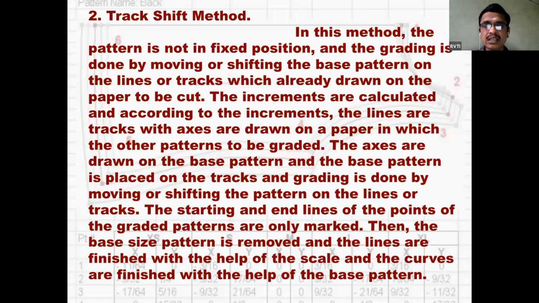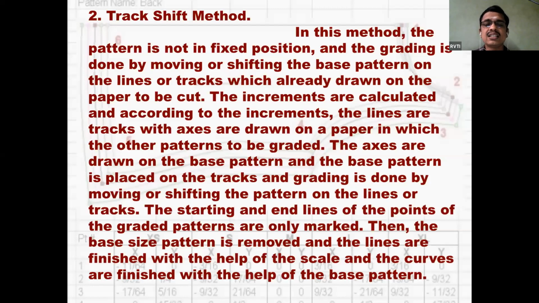In the radial draft method, the pattern is traced or fixed. This pattern is not movable. But in the track shift method, the pattern can be moved. The pattern should be moved on the tracks or lines. The pattern is shifted on the tracks or lines. So hence it is called the track shift method.